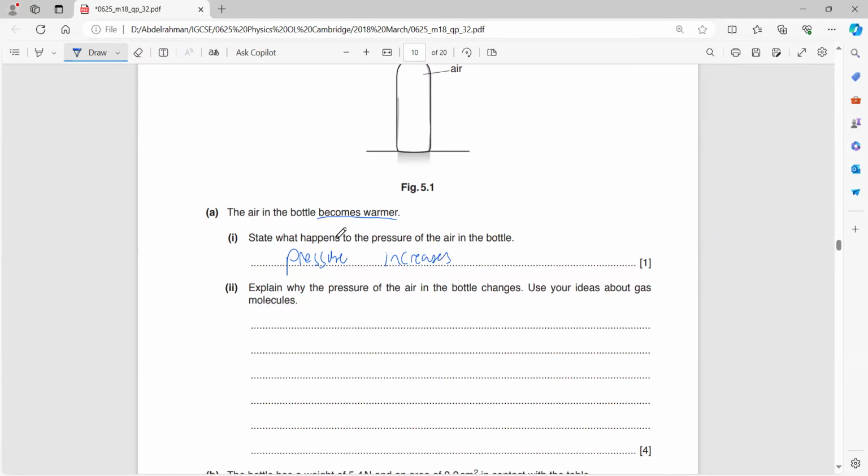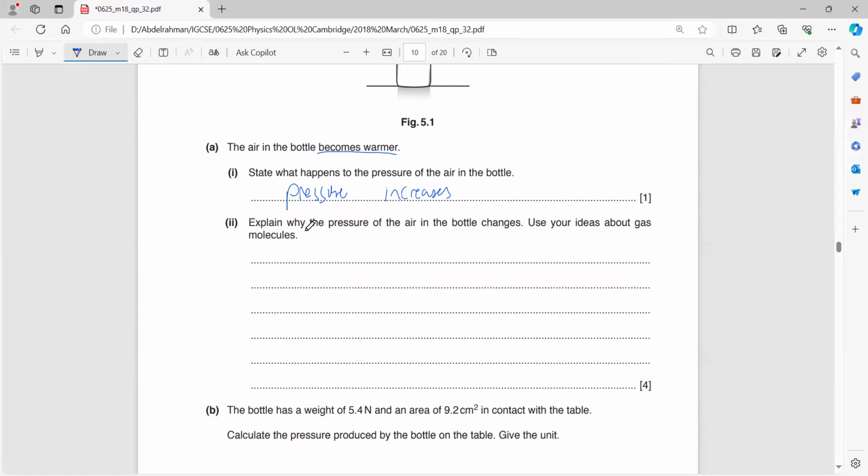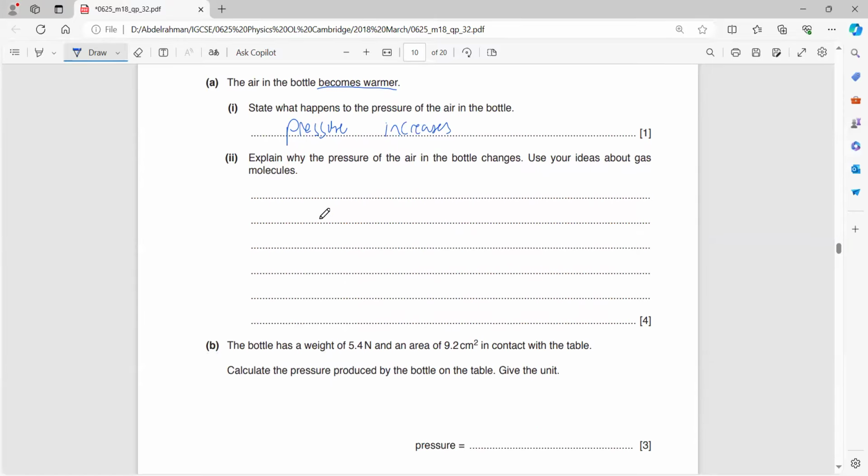Increases. Okay. Why does the pressure increase in terms of molecules? Because the molecules will gain kinetic energy and they will start colliding more and they will form more pressure on the bottle. Okay. As the temperature increases, kinetic energy increases. Molecules move faster and they collide.